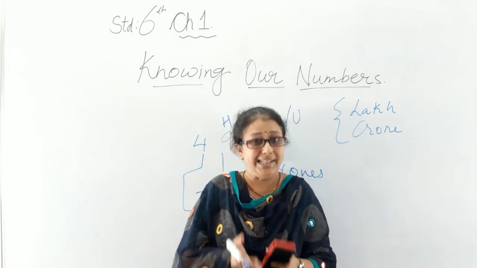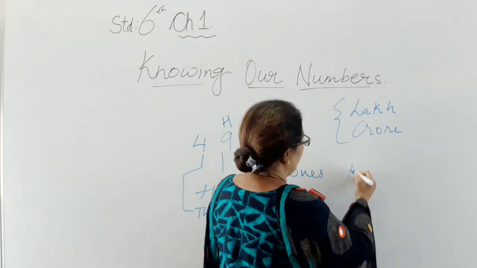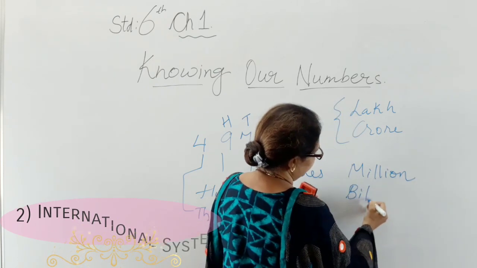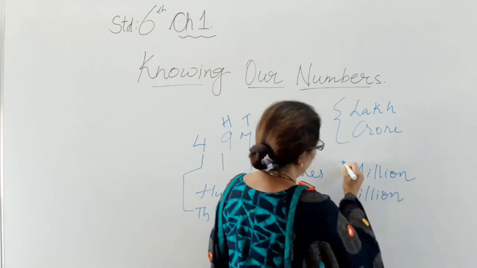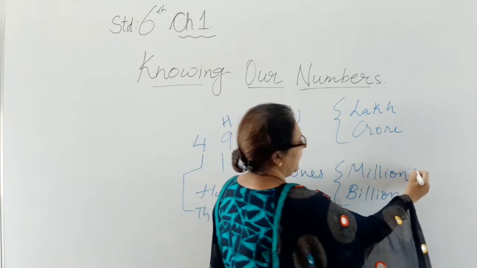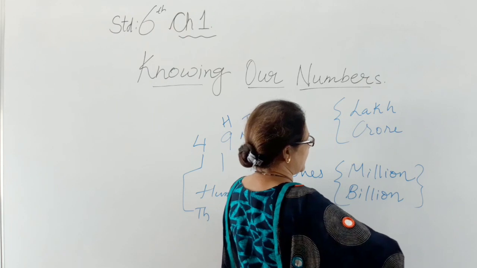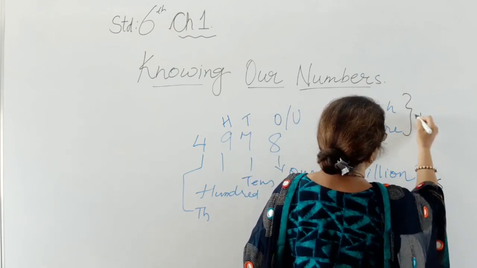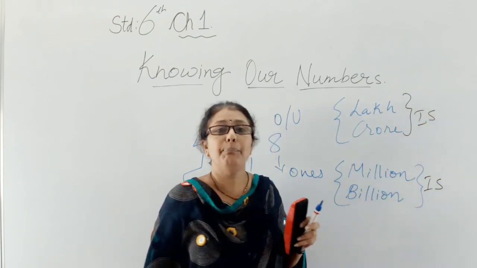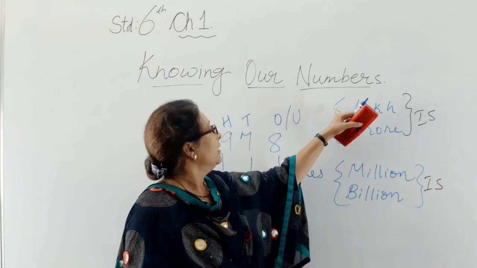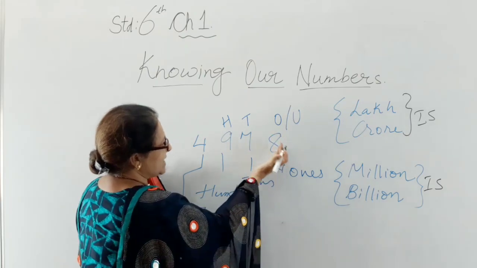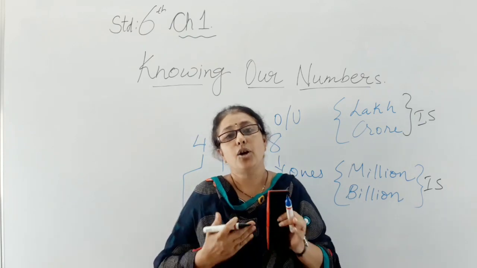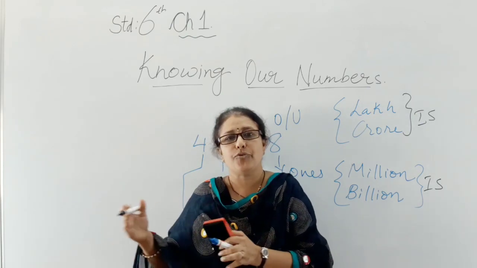But when we go for the international system, we use million and billion. But this is for the international system and this is for the Indian system, for knowing the place of the number. Now, say ones, tens, hundreds, thousand, 10,000, lakh, 10 lakh, crore, 10 crore. It moves on in this order.